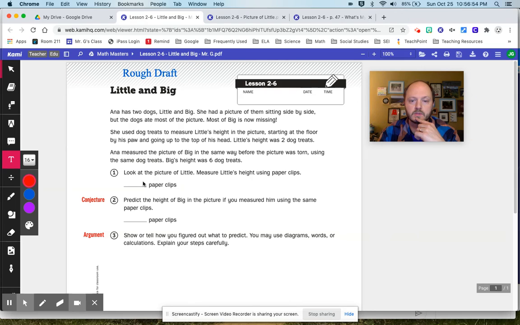So number 1 says to measure the height of Little in paper clips. Number 2 is then to make your prediction on the number of paper clips that Big would be. And it should go along with you noticing a pattern and you coming up with an idea about how many paper clips Big should be. And then here's your argument. Here's where you're going to explain it.